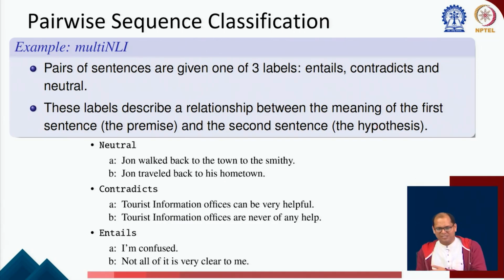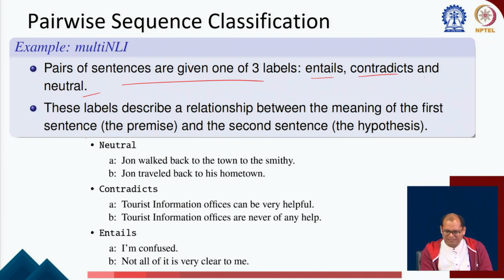Similarly, you can do pairwise sequence classification, where you have a pair of sentences, and let's say you are doing entailment, contradiction, and neutral. The label describes the relation between the meaning of the first sentence, the premise, and the second sentence, the hypothesis. For example, "John walked back to the town to the smithy." "John traveled back to his hometown." This neither contradicts nor entails. So the label is neutral.